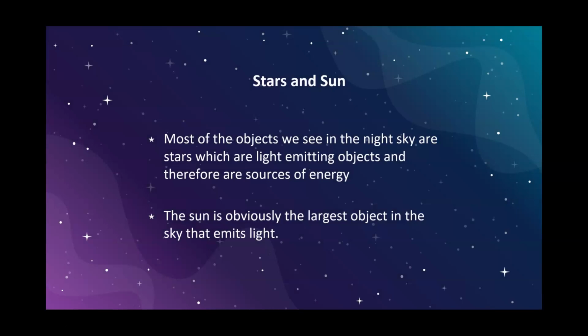So the stars and the sun: most of the objects we see in the night sky are stars, which are light-emitting objects, and therefore they are all sources of energy. The sun is obviously the largest object in the sky that emits light for us. Obviously, it's not the largest star, and when you watch the videos on the rest of the Power Learning page, you'll see that it's by no means the largest star. There are many, many stars that are so much larger than our sun.